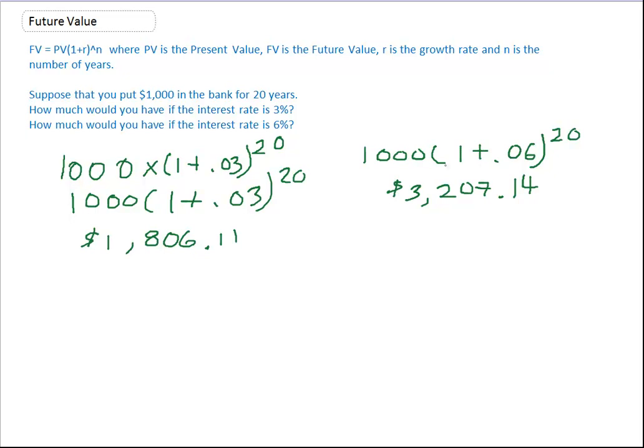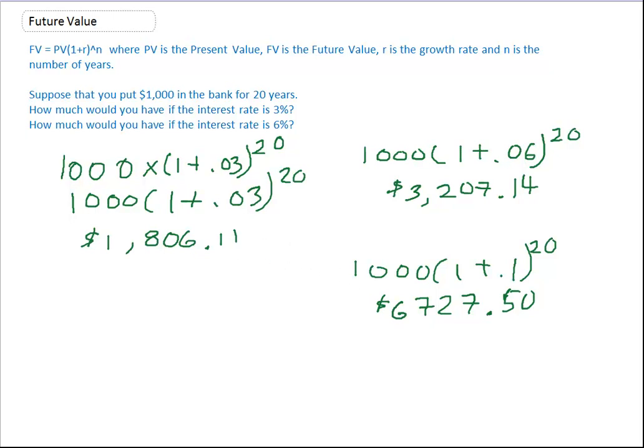Now the interest rate is twice as high, but I would have almost twice as much money at the 6%. What about if I went up to 10%? I know it doesn't ask me up there, but we enjoy doing these problems, don't we? So 1,000, if it was 10%, 1 plus 0.1 for 20 years, and I calculate you would have $6,727 and about 50 cents. So it would be really nice if I made 10% relative to 6% or even 3%.